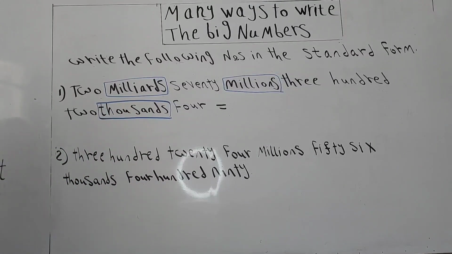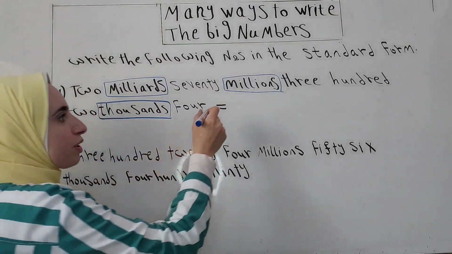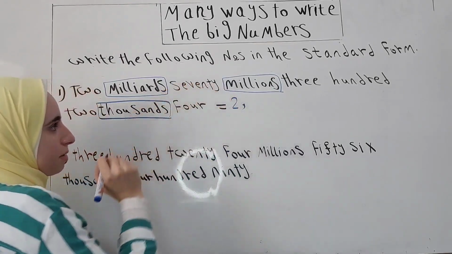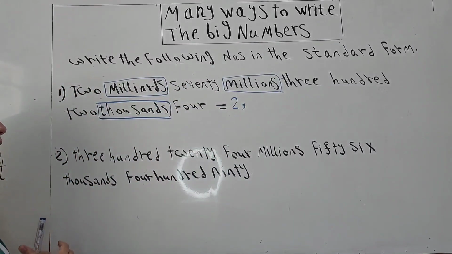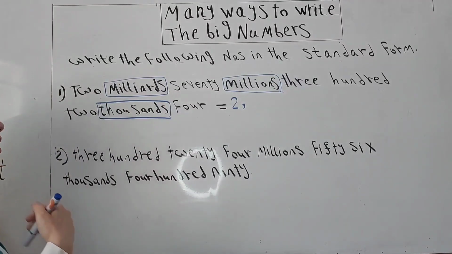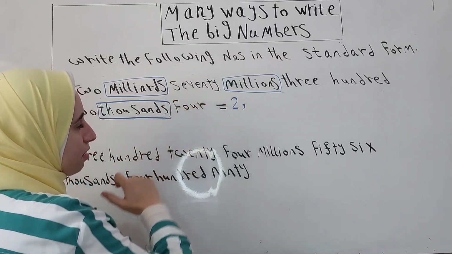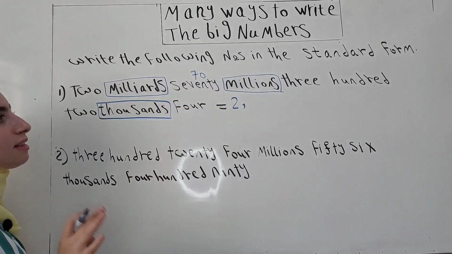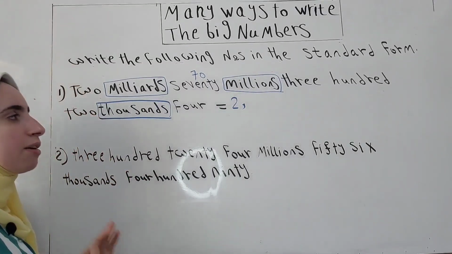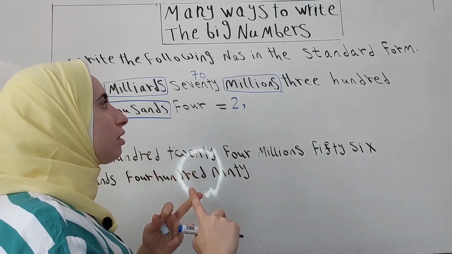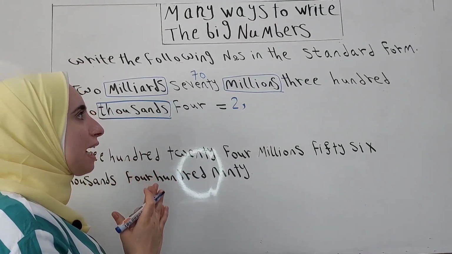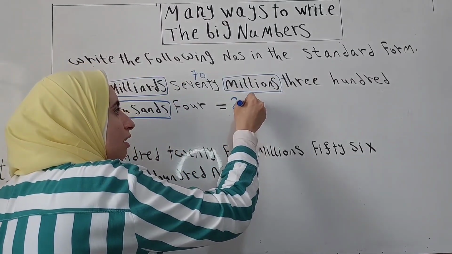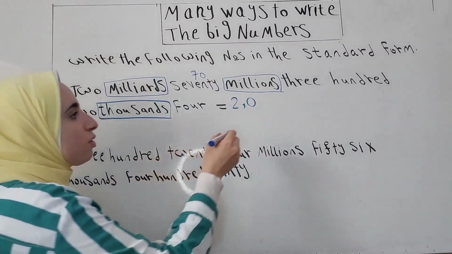Now, the family of milliard has 2, so we write 2. We finish this family, so we make commas. The next higher family is millions. The family of millions has 70. We studied that each family has 3 places: ones, tens and hundreds. But we only have 2 places, so we hold the hundreds place with 0. Then we write 70.